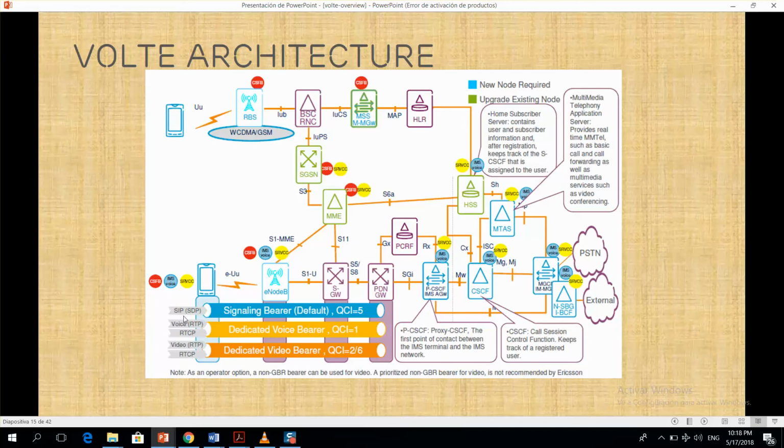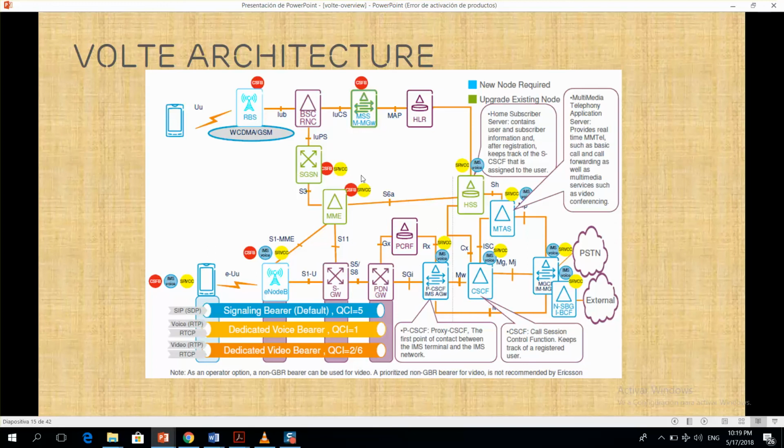For instance, you have your SIP, which is coming from your phone. The SIP is on QCI 5. Take note of this. Your voice is on the dedicated bearer, which is QCI 1. If you are using video, you're going to be on QCI 2. But in this case, we are just going to concentrate on VoLTE, not ViLTE.